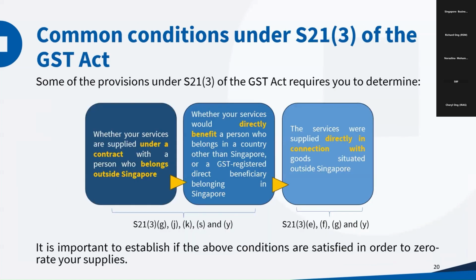Some of the provisions under Section 21(3) require you to determine whether your services are under a contract with someone who belongs outside Singapore, whether your services directly benefit someone outside Singapore or a GST registered person in Singapore, or whether your services are directly connected to goods located outside Singapore. It is important for you to establish if the above conditions are satisfied in order to zero rate your supply.